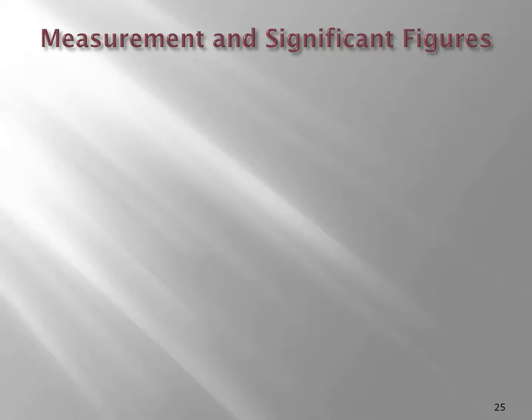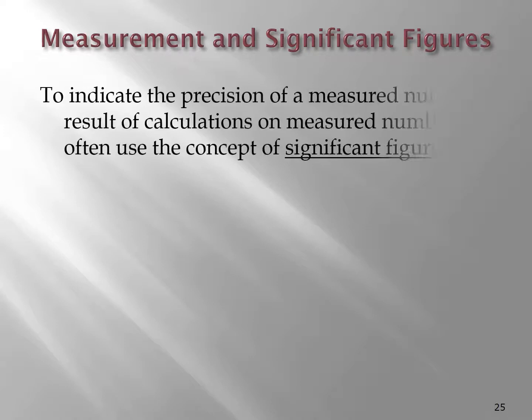All right, so one way that we can indicate our precision is to use significant figures. It's a way of indicating to somebody how precise of a measurement you have made. And then if we do calculations with those numbers, how many digits do we keep in order to show that precision? Significant figures is the way that that's going to happen.